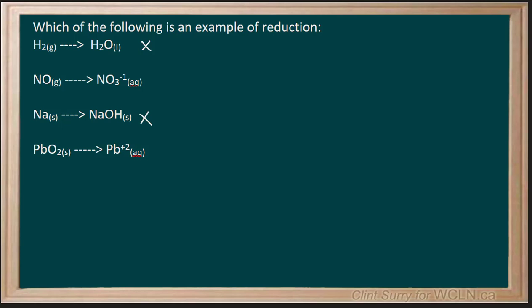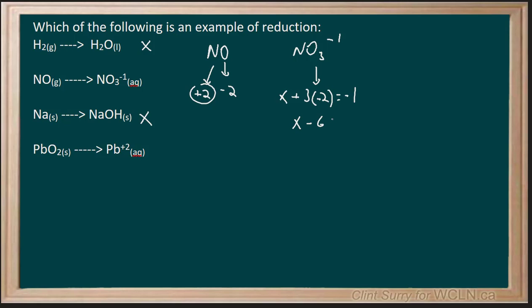I can see in NO, we assume that's going to be a -2, which means this has to be a +2 to balance it. In NO3 -1, we're going to have 3 times -2. Overall charge is -1, and I'm going to let X represent the charge on the nitrogen. So X minus 6 equals -1. X equals +5. So going from +2 to +5, that's oxidation.